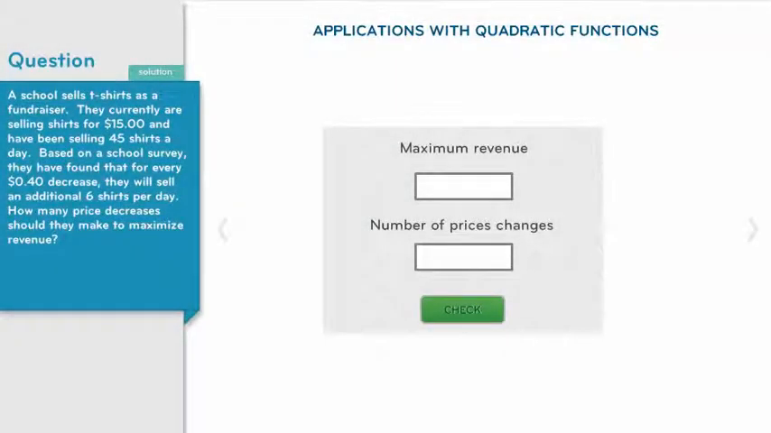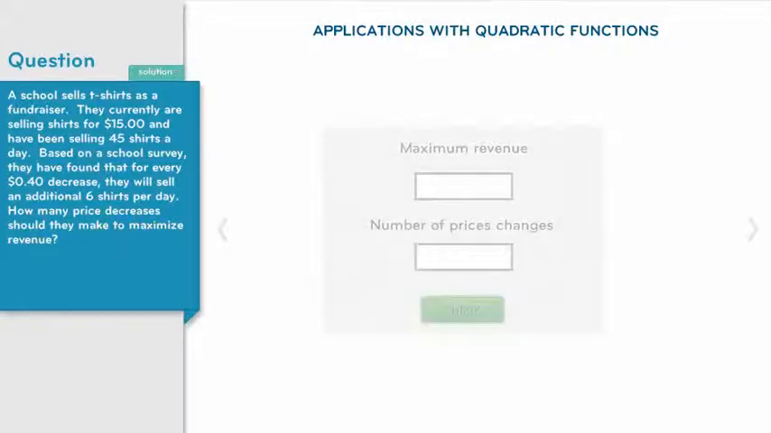In this question, we are told that a school sells t-shirts as a fundraiser. They currently are selling t-shirts for $15 each and have been selling 45 shirts a day. Based on a school survey, they have found that for every 40-cent decrease, they will sell an additional 6 shirts per day. How many price decreases should they make to maximize the revenue?